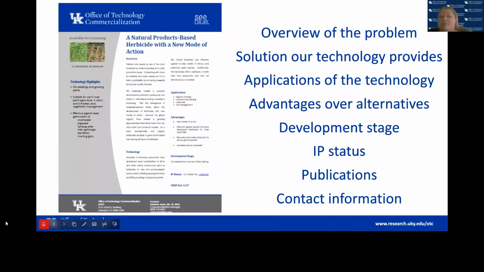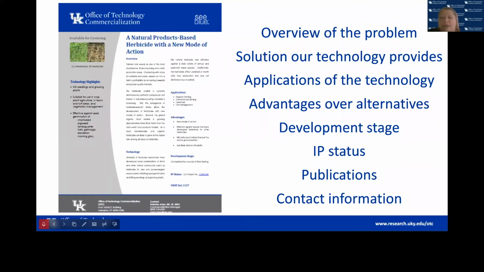Here is an example of a marketing abstract I created for a novel herbicide with a new mode of action. As you can see, it's very succinct. We want to get straight to the point so that a tech scout can quickly grasp what the technology is about. We begin the marketing abstract with an overview of the problem. In this case, that farmers need new methods of combating weeds as plants become resistant to herbicides.